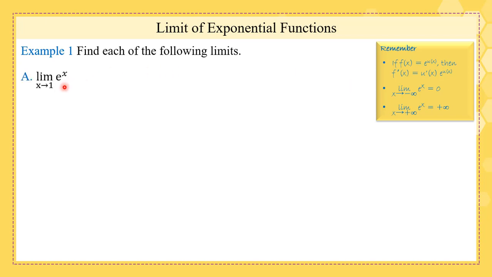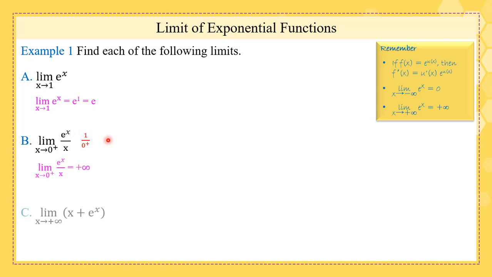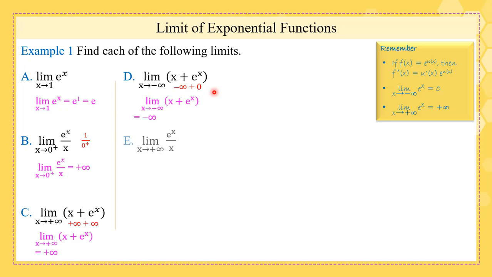What is the limit of e^x as x tends to 1? By substitution, we get e to the power 1, which is e. Now, the second case, the limit at 0 plus, if we just substitute, we get e to the power 0, which is 1 over 0 plus, and this is nothing but plus infinity. Now, the third case, at plus infinity, also by substitution, we get plus infinity. Now, this limit, as x tends to minus infinity, by substitution also, remember e to minus infinity is 0, and this is negative infinity, so it becomes negative infinity.